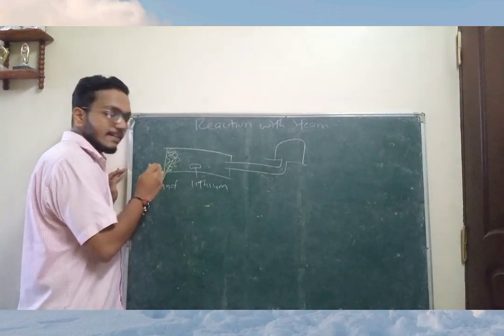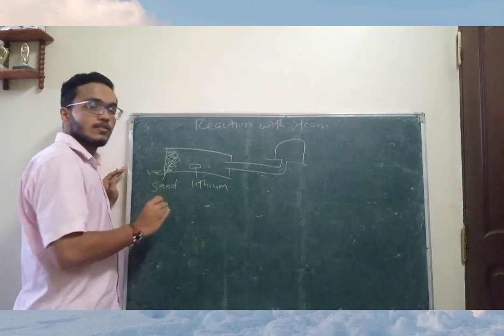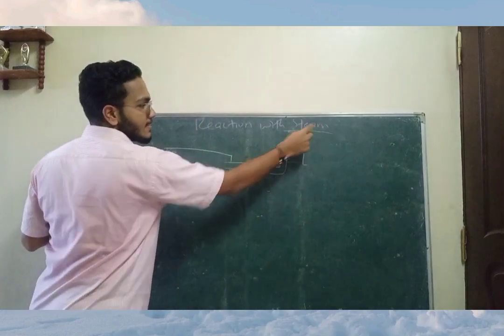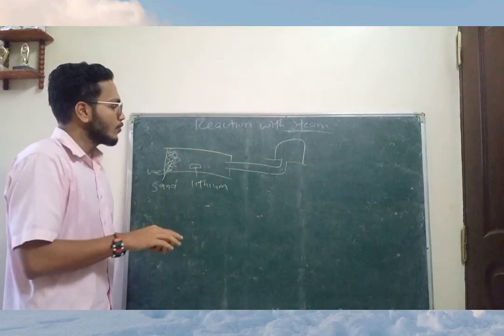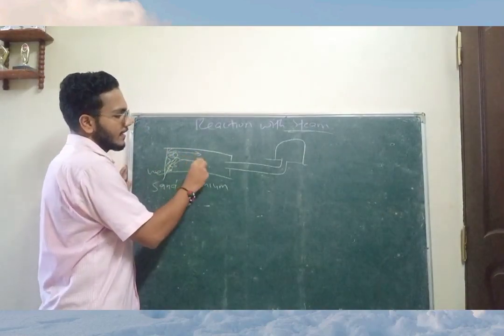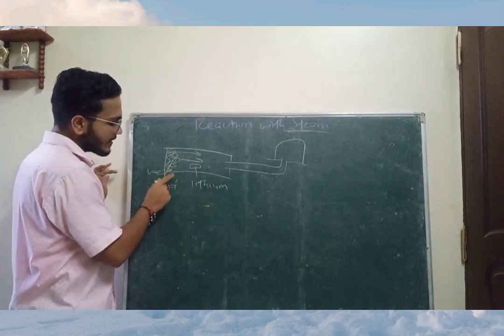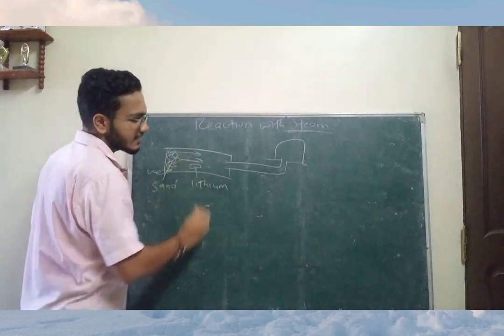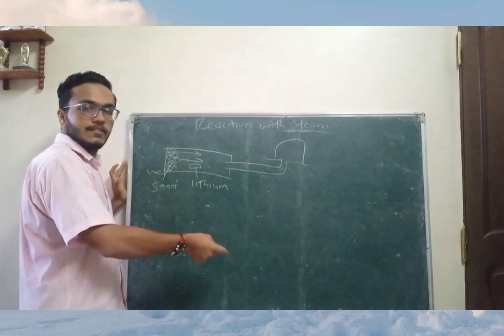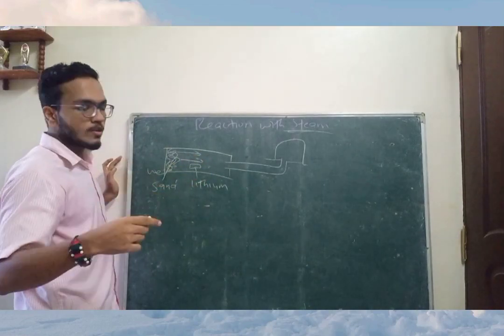So wet sand is heated first to generate steam. You cannot have steam directly. You have to heat wet sand, which will generate steam. However, the wet sand is heated first to generate the steam, to remove any air from here, to prevent lithium from reacting with oxygen to form lithium oxide.